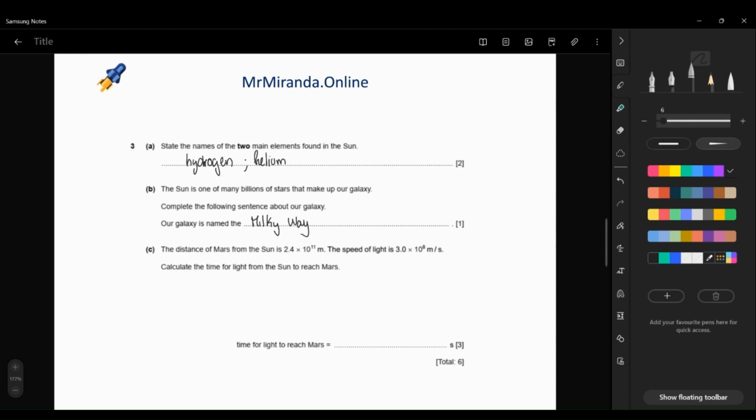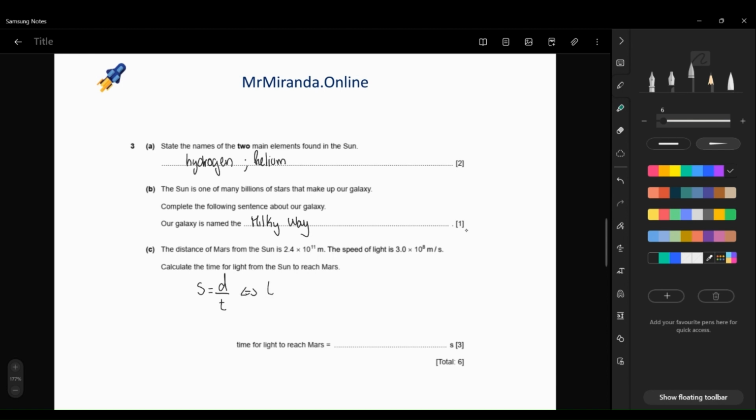The distance of Mars from the Sun is 2.4 times 10 to the power of 11 meters. The speed of light is 3.0 times 10 to the power of 8 meters per second. Calculate the time for light from the Sun to reach Mars. You need to know that light, as the fastest thing in the universe, still moves at a constant speed. So the formula that you need to use is speed equals distance divided by time.